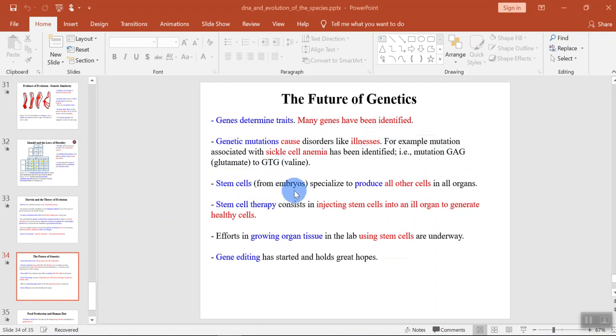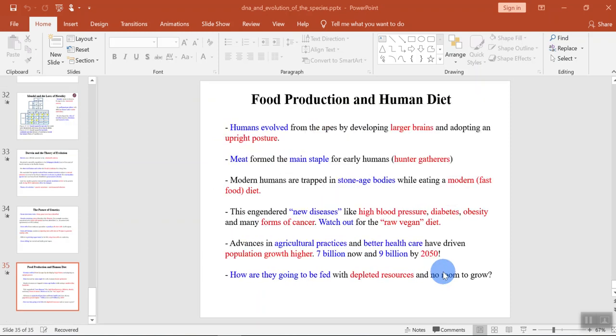The stem cells from embryos specialize to produce all other cells in all organs. Stem cell therapy consists in injecting stem cells into an ill organ to generate healthy cells. And it's going on right now, using stem cells to produce organs. Efforts in growing organ tissue in the lab using stem cells are underway. Gene editing, the method called CRISPR, has started and holds great hopes.